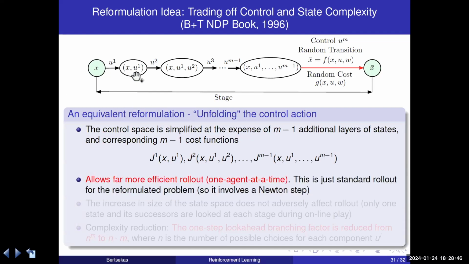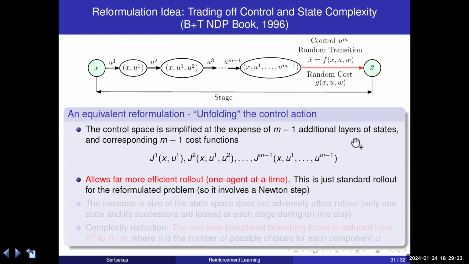However, it is useful if you want to do approximations. Approximations that do not like large control spaces, but are not bothered by large state spaces. And rollout is one of those. In rollout, you only look at the current state. You don't look at all the possible states. The computation involved only the current state. And so rollout is not affected by this increase in size of the cost-to-go functions.